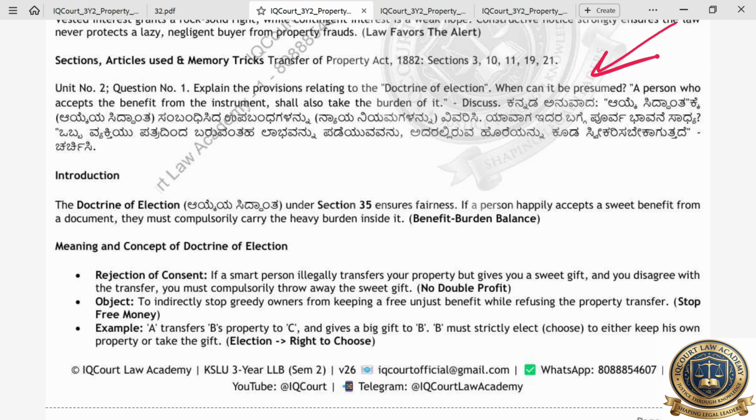When can it be presumed? A person who accepts the benefit from the instrument shall also take the burden of it.